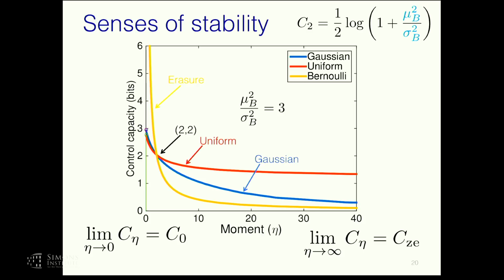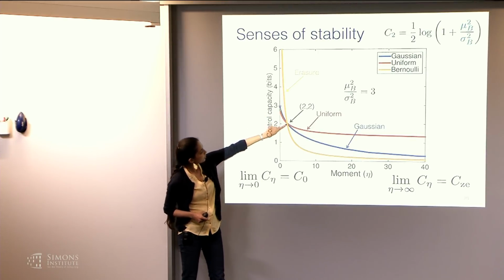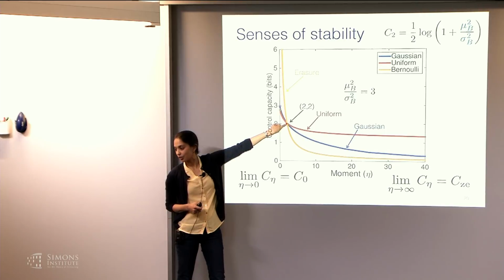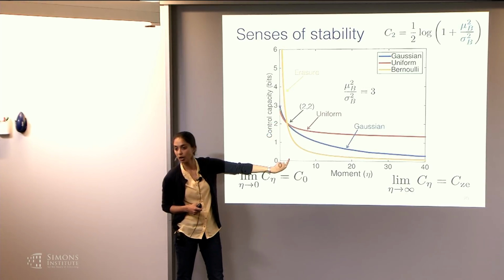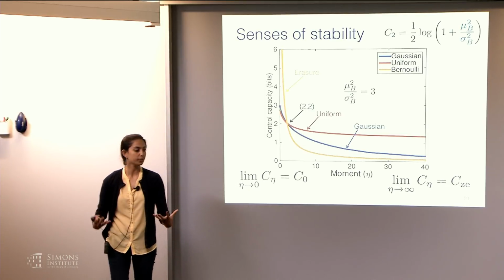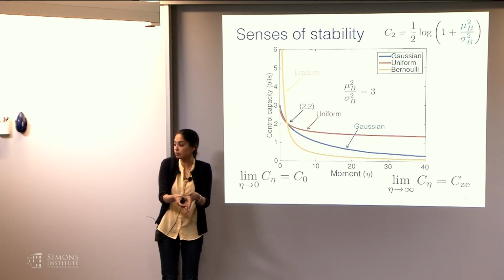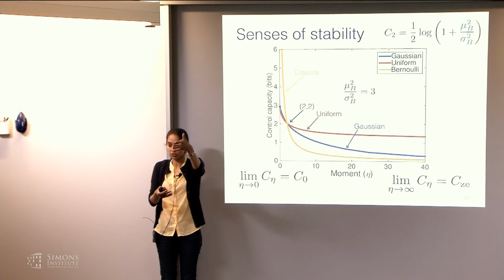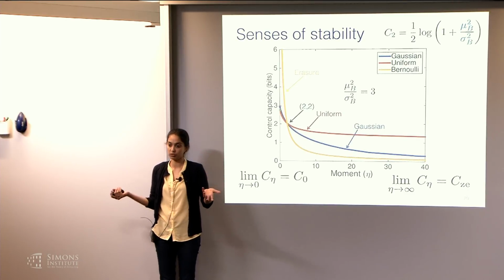What this is showing is, on the x-axis, the moment of stability that is being considered. On the y-axis, again, we're plotting the maximum growth. This point at which all of these curves intersect, or are concurrent, is the 2-2 point. So we're looking at second moment stability. Here, basically, we see that the Gaussian, b being uniform, and b being an erasure channel all behave exactly the same. So if we focus exclusively on second moment stability, as we mentioned earlier, it's just the mean and the standard deviation that matter. You cannot differentiate between the shapes of the distributions.